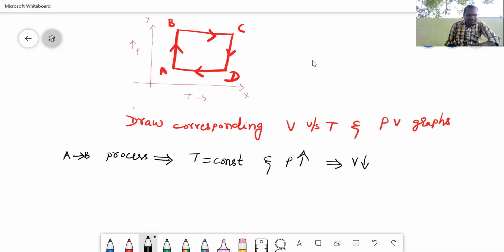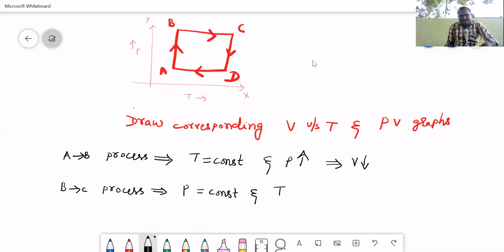Now, in the process B to C, what happened? B to C is a horizontal line to the P axis, which means pressure is constant. Correct? Pressure is constant and temperature is increasing, arrow mark from B to C. As we know, in an isobaric process, when pressure is constant, what is the relation between temperature and volume? When temperature increases, volume increases.